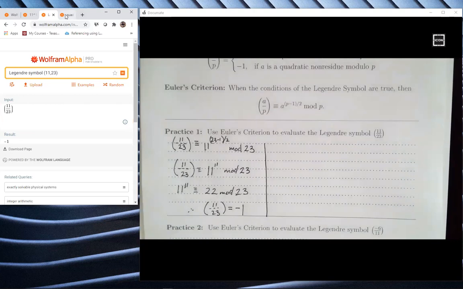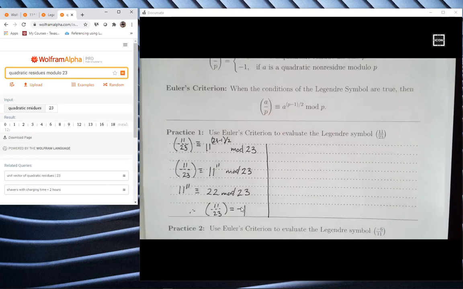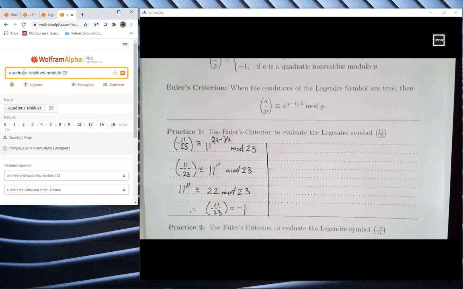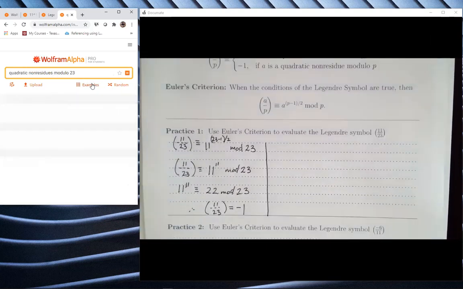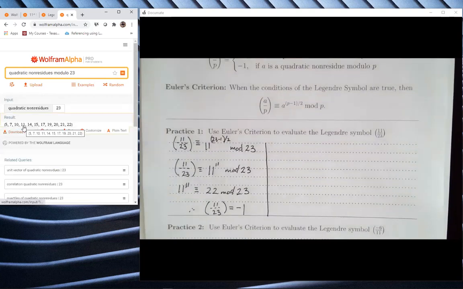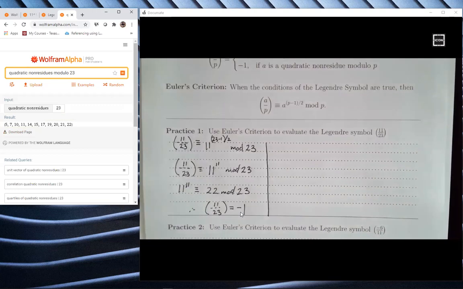Another way we could check it is to say, if we know what the quadratic residues modulo 23 are, and notice that the quadratic residues do not include 11, then the Legendre symbol of 11 modulo 23 must equal -1. We've got a lot of interesting little pieces here that can certainly help us. In fact, if I look at the quadratic non-residues modulo 23, I see that 11 is in fact a quadratic non-residue modulo 23, which implies the Legendre symbol is -1. Now, let's say that you didn't have all of that.